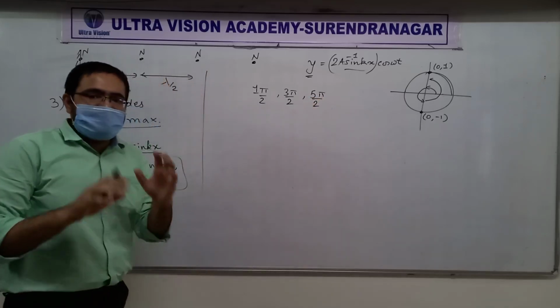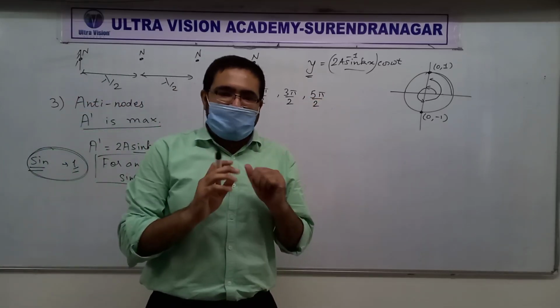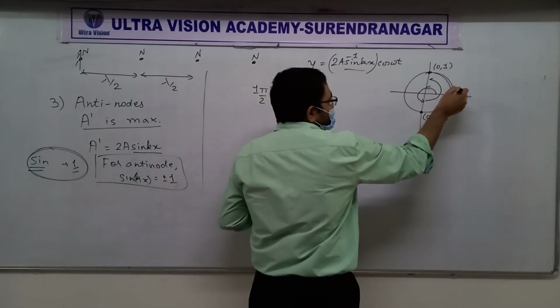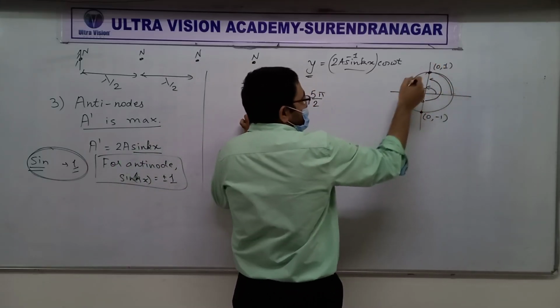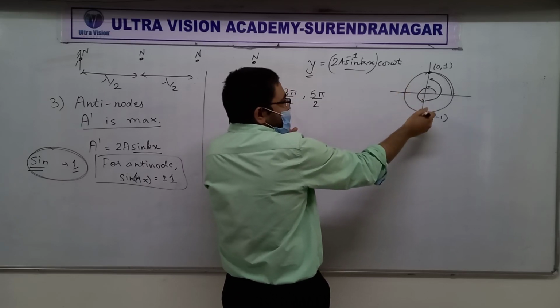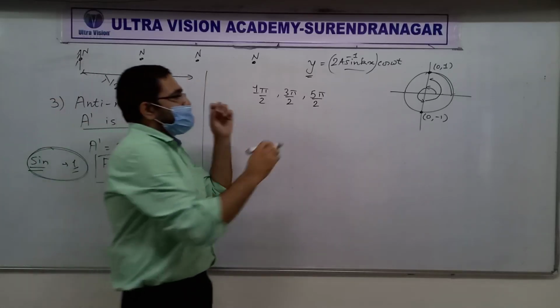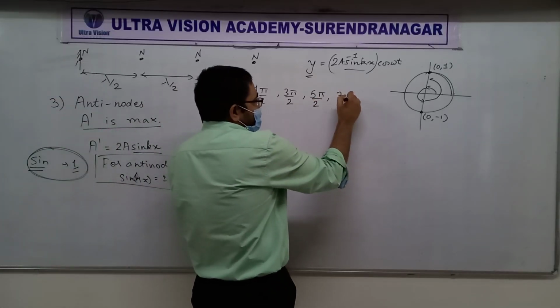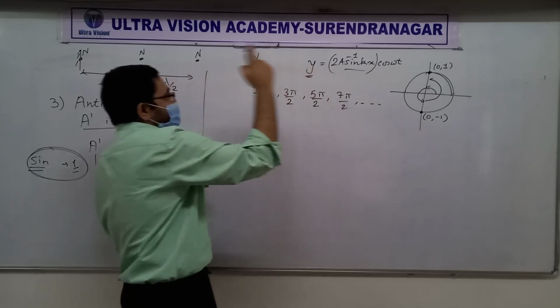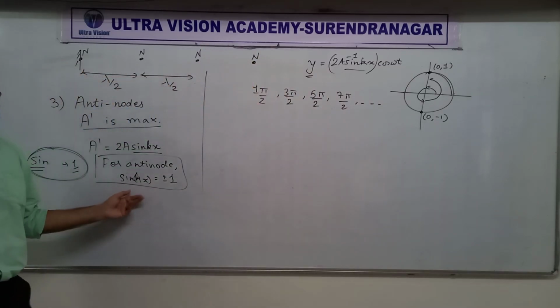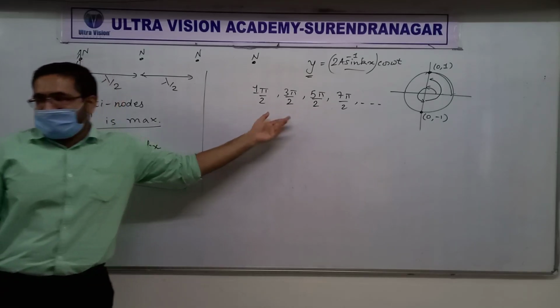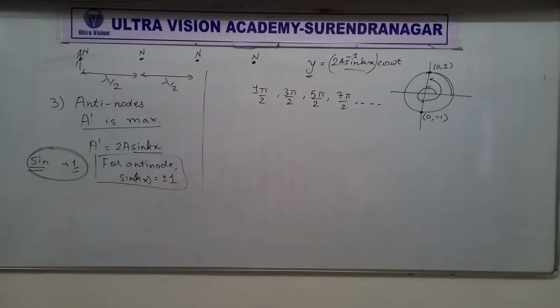Again, simple idea. One quadrant means pi by 2 angle, correct? So from 0, 1 pi by 2, yes. 2 pi by 2, no, nothing. 3 pi by 2, yes. 4 pi by 2, nothing. 5 pi by 2, yes. After this 6 pi by 2, nothing. 7 pi by 2, yes. All these angles are clear, that here we will get sin kx equal to plus or minus 1. Angles are clear or not clear?